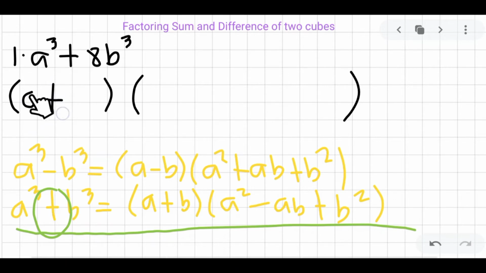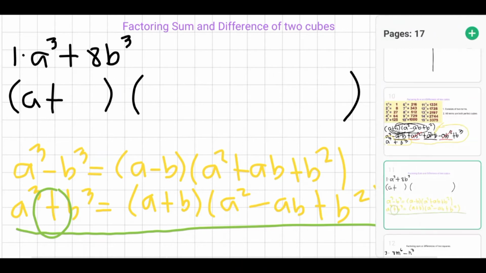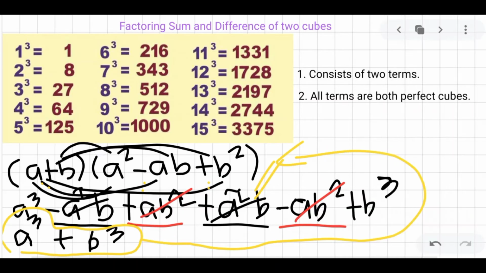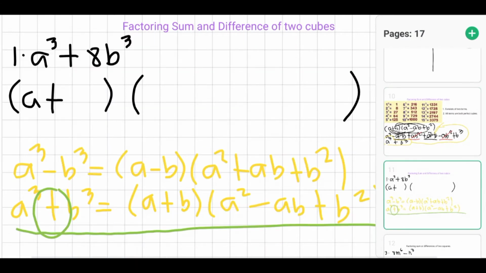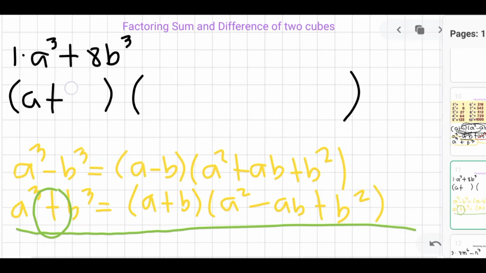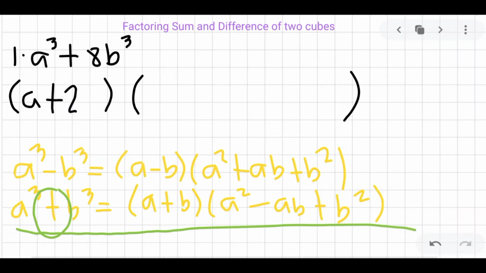Then, the cube root of 8 is what? The answer is 2. The cube root of 8 is 2 because 2 times 2 is 4, and 4 times 2 is 8. So we will write 2. Next is for the exponent 3. 3 divided by 3, the answer is 1. So we will put that here.